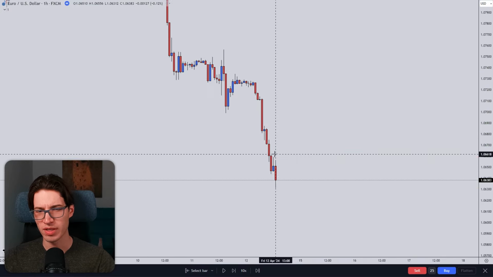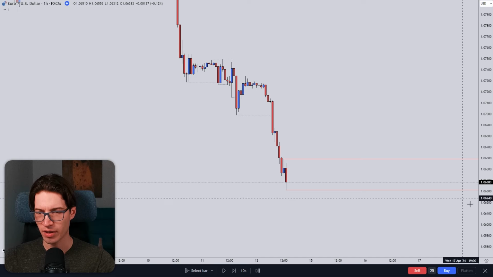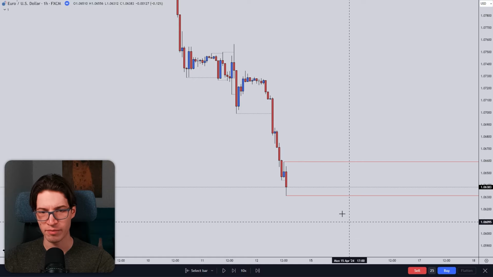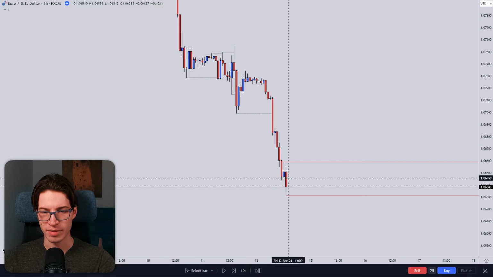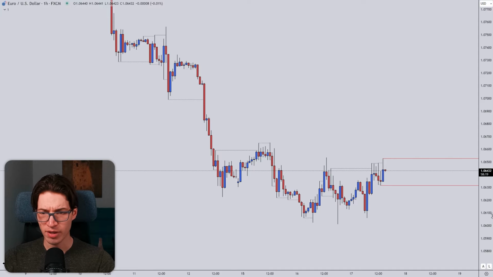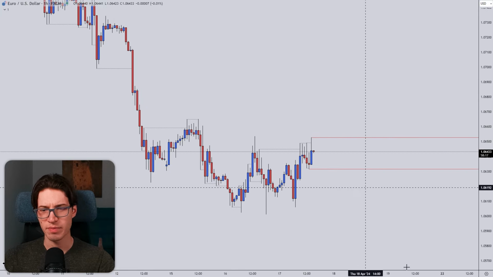This break of the low was not really enough for me, okay? Kind of printed a wick, so this was not enough of a break. I wanted to see a clean close, then I would probably take a sell entry, a break and retest sell entry. And currently what is happening? Well, as you can see, price is mostly flat.